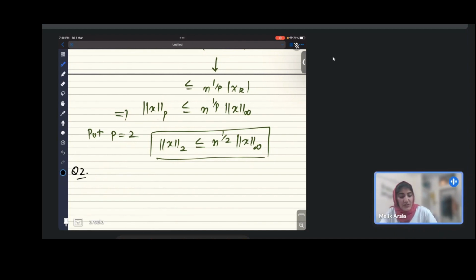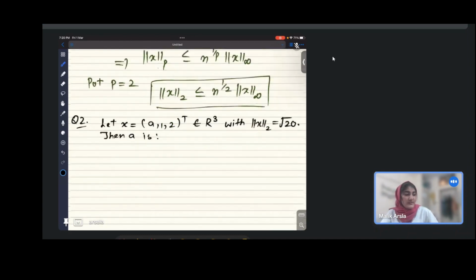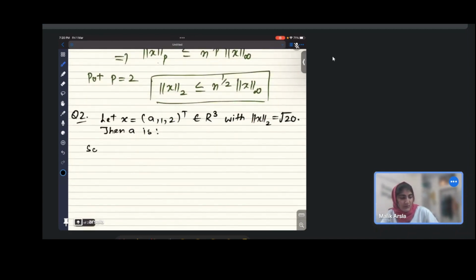So the second question we have is: let x is equal to (a, 1, 2) transpose. It is a vector which belongs to R3 with the x2 norm given as root 20. Then what is the value of a? Please calculate it fast. It is very simple. Tell me the value of a.